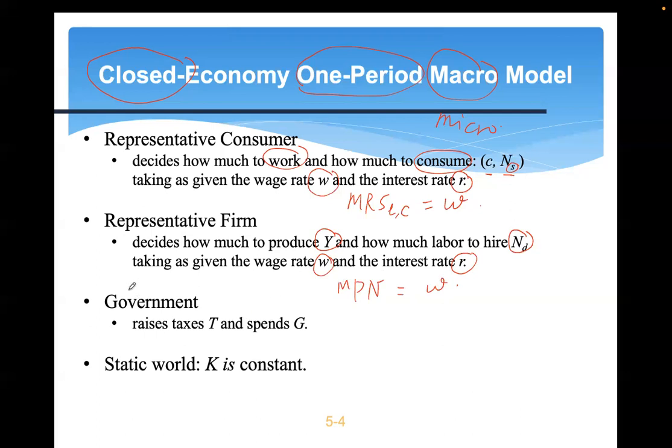Now, in this chapter, we are going to introduce a government. Remember, in the previous chapter, we looked at the representative consumer and the representative firm separately, taking prices as given, and solved their optimization problems. Now we're going to have a government. What does the government do? The government is going to raise tax, and then use the tax to finance public spending.